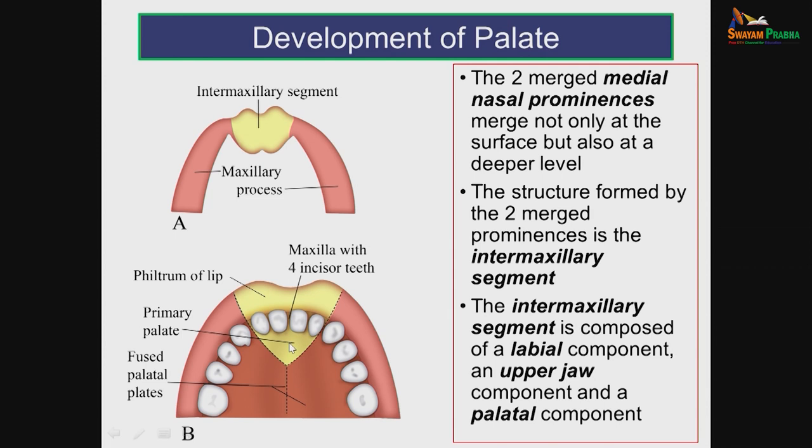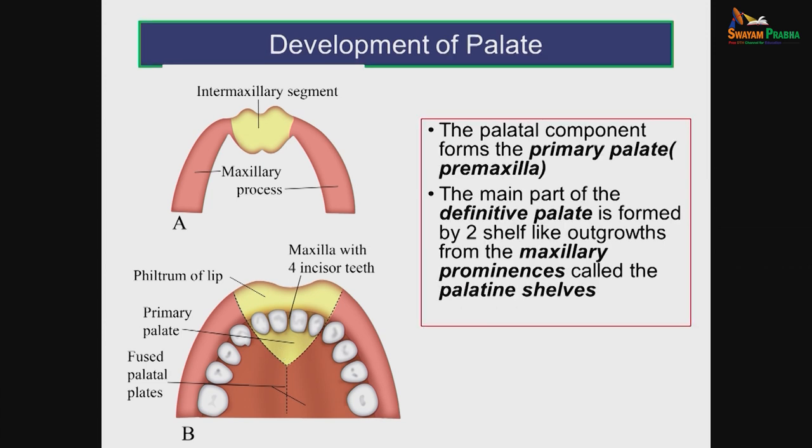So, the merged medial nasal prominences merge not only at the surface level but also at a deeper level to form what is called the intermaxillary segment. This has three components. One forms the philtrum of the upper lip. Next is the upper jaw component where your incisor teeth are present. And the third one is the palatal component. This palatal component is called the primary palate. This is also called the premaxilla.